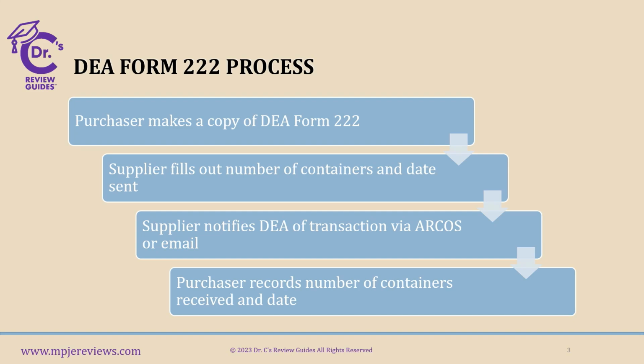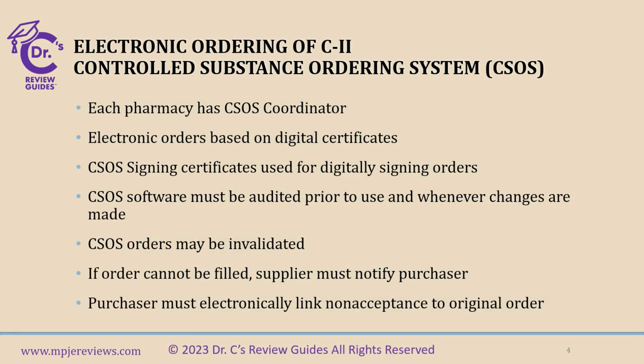A lot of pharmacies have moved to an electronic ordering system, and we will start that on the next page. So electronic ordering of Schedule II controlled substances is through a system called the Controlled Substance Ordering System, or CSOS, is the terminology that's used. Every pharmacy that's going to participate in this program has to have a CSOS coordinator. That's the recognized person who handles all the issues and handles all the digital certificates that are issued under that registration that allows people to basically digitally sign these orders. So it's like a digital version of the DEA 222 form.